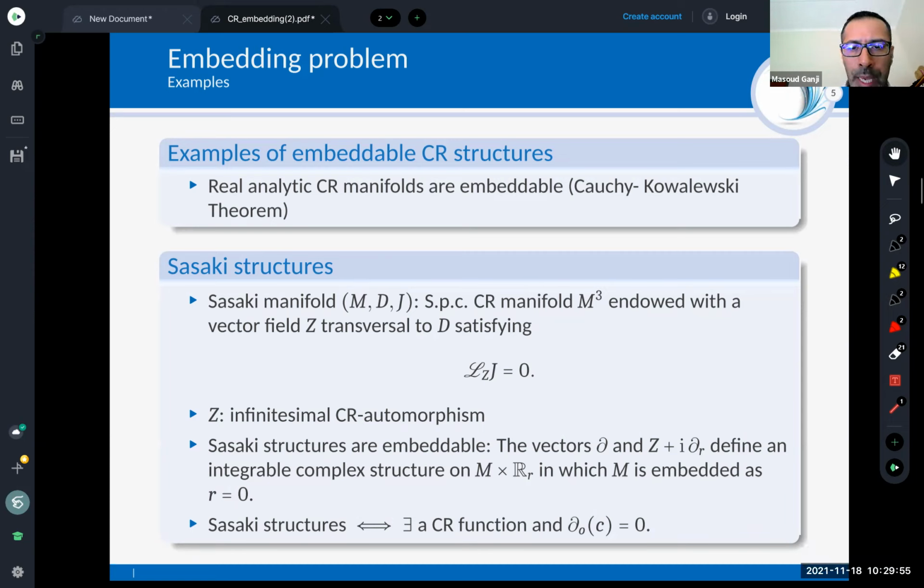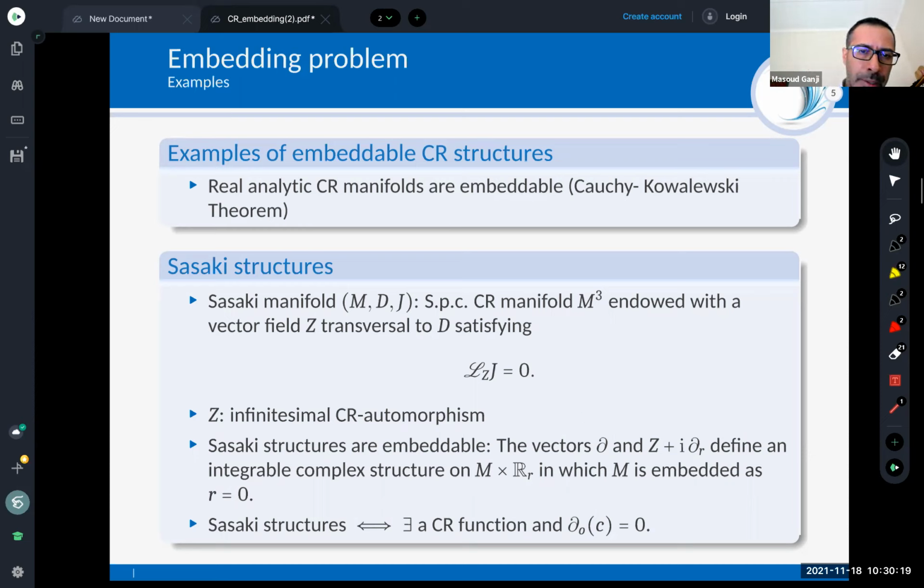They are always embeddable. And the reason is this, because if you consider two vector fields D and Z plus iDR, they form an integrable complex structure on M times R. And if you just look at R equals 0, in that case, it is embeddable in C2.